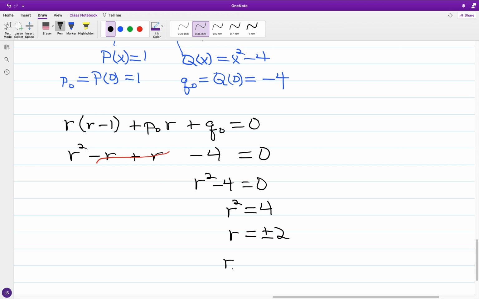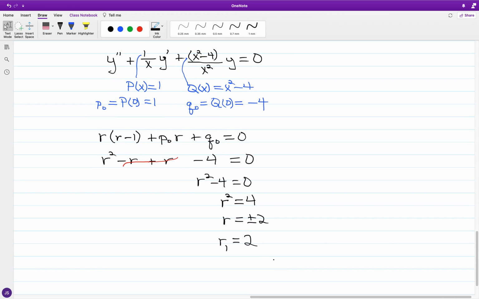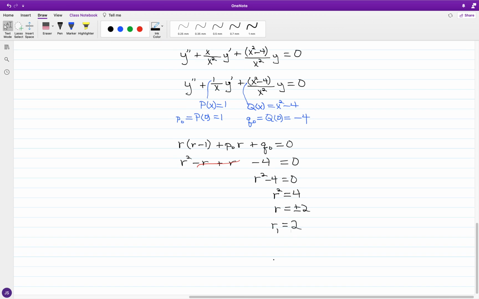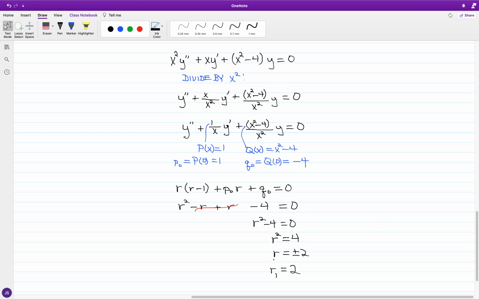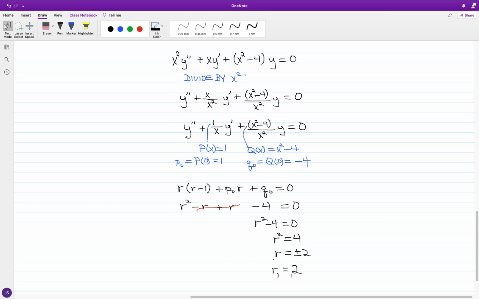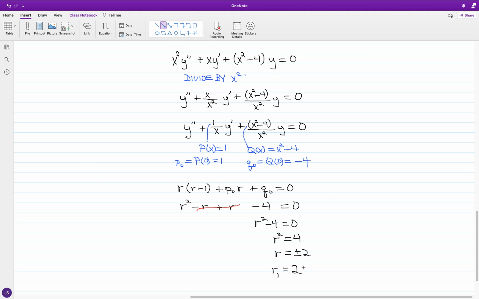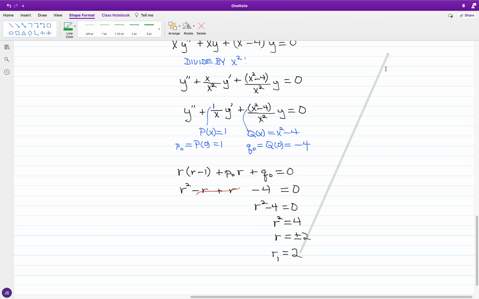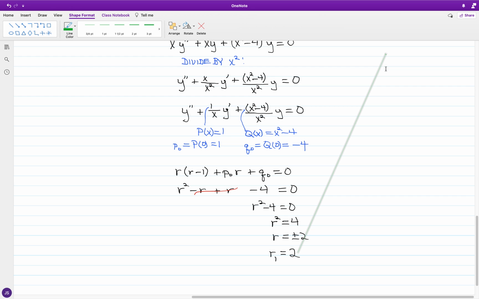So in this case, with r1 being the higher root value, we'll have r1 equal to positive 2. So we choose that one. Never choose the lesser if you're trying to establish a Bessel function of the first kind. Okay, so we have r1 equal to 2.